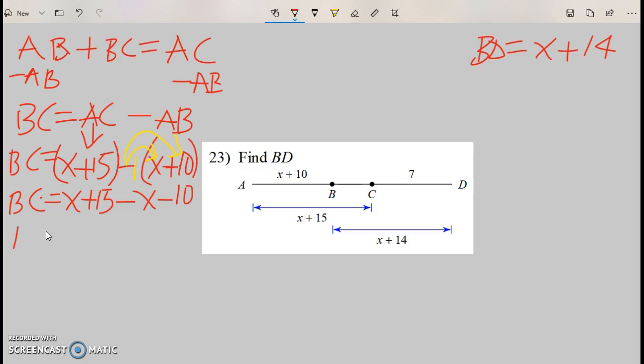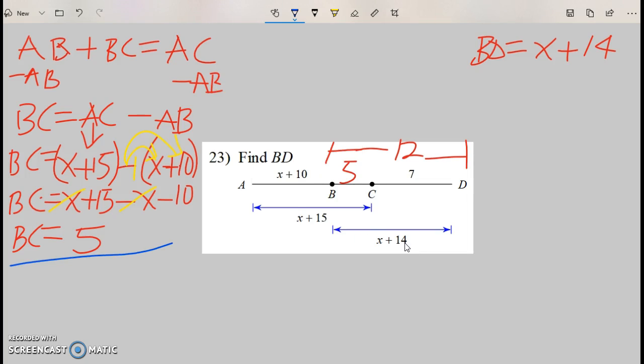So then that will give us BC is equal to, we collect like terms here. So positive X minus X crosses out. And then we have 15 and -10 will give us 5. So BC is actually 5. So therefore, from here to here will be 12, because 5 plus 7 will be 12. And we have an equivalent expression here. So let's write it down.